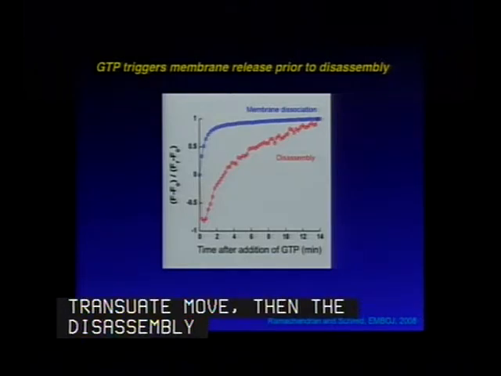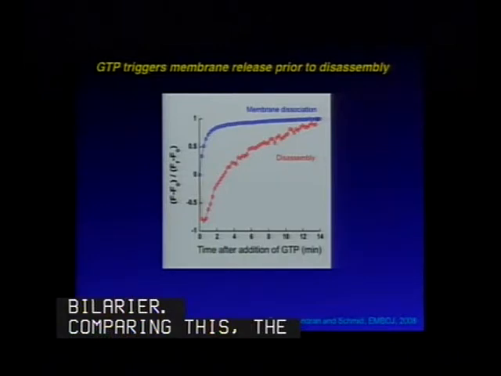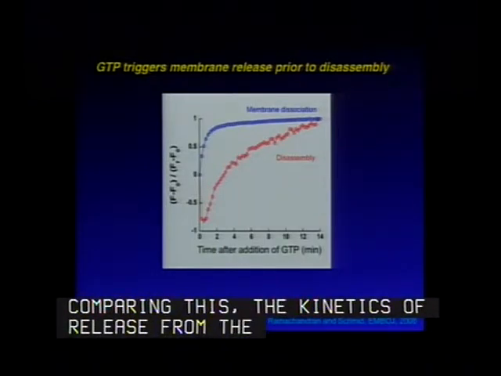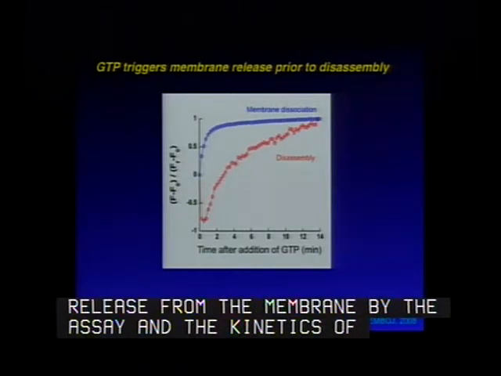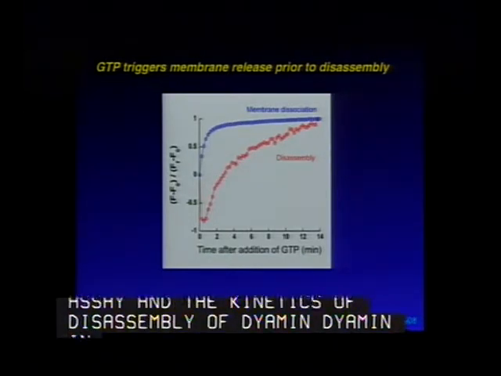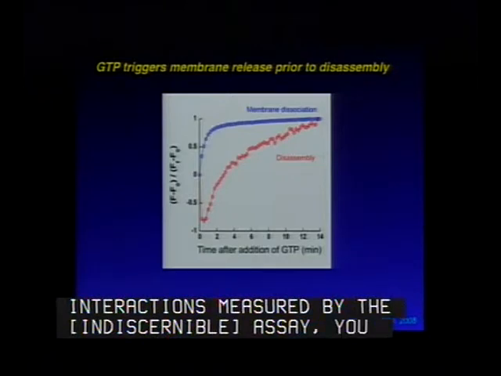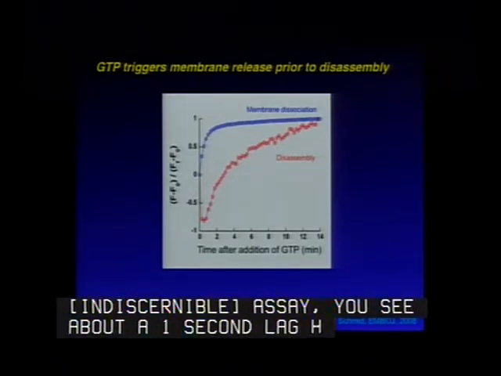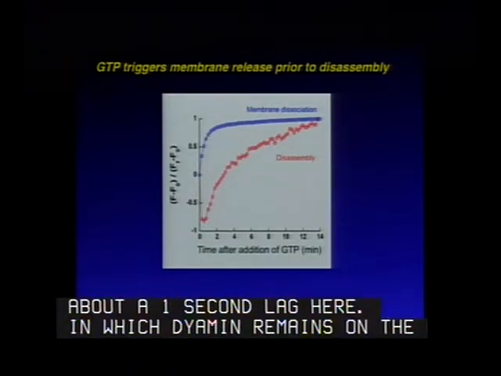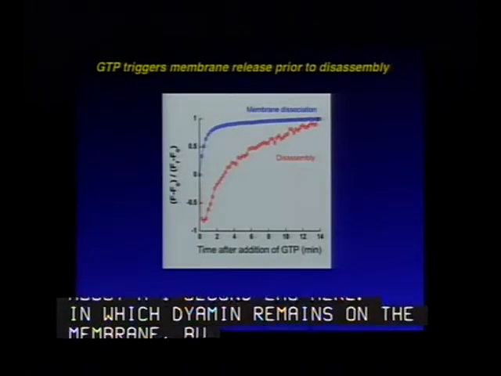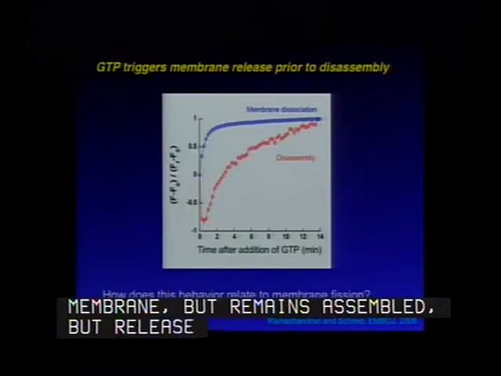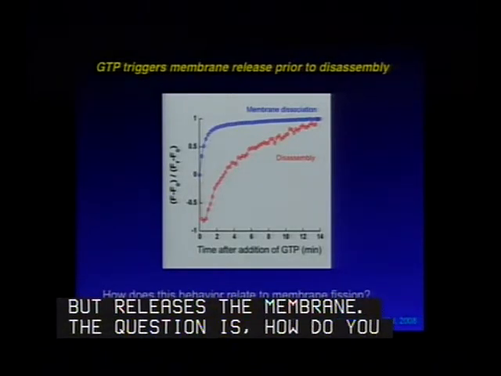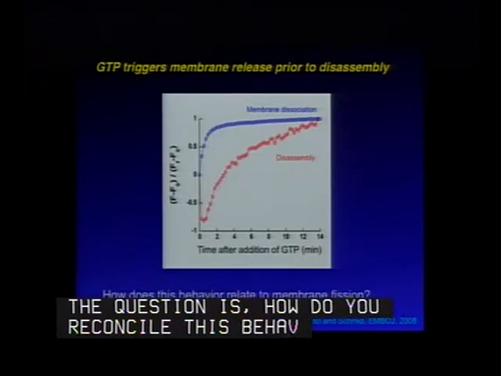Comparing the kinetics of release from the membrane by the NBD dissociation assay, and the kinetics of disassembly of dynamin-dynamin interactions as measured by the BODIPY assay, you see about a 1 second lag, in which dynamin remains assembled, but releases the membrane. All right? So the question is, how do you reconcile this behavior to a mechanism for membrane fission?